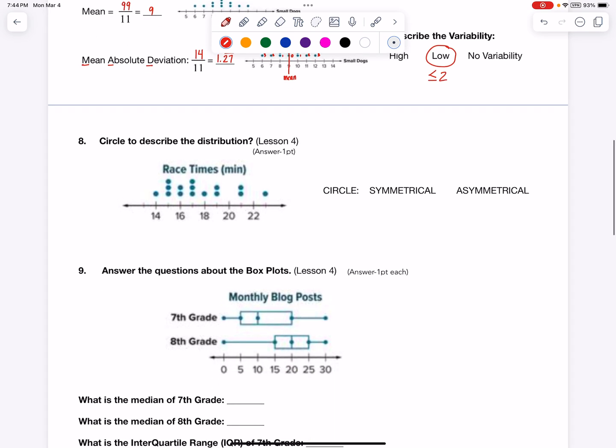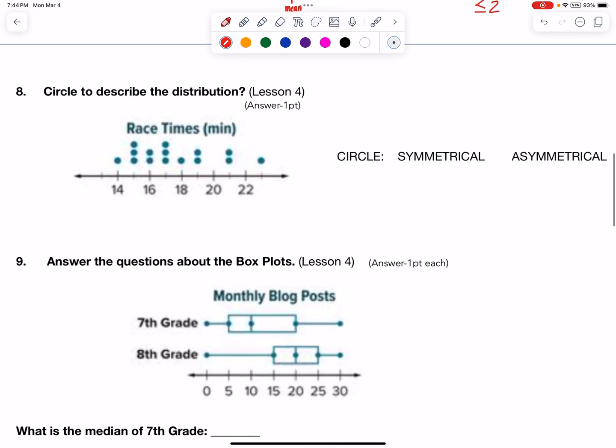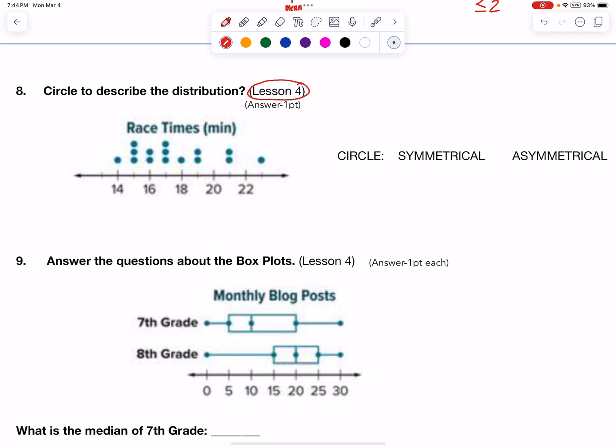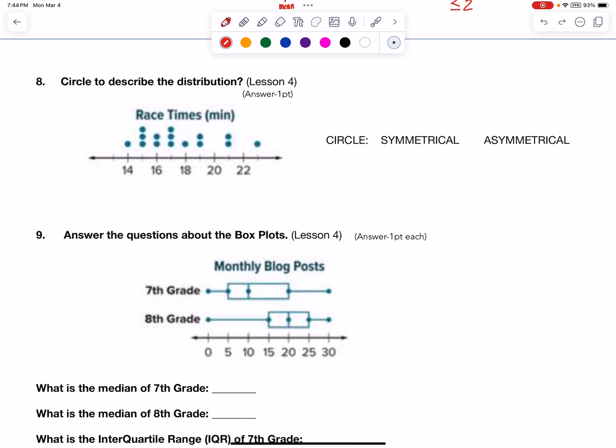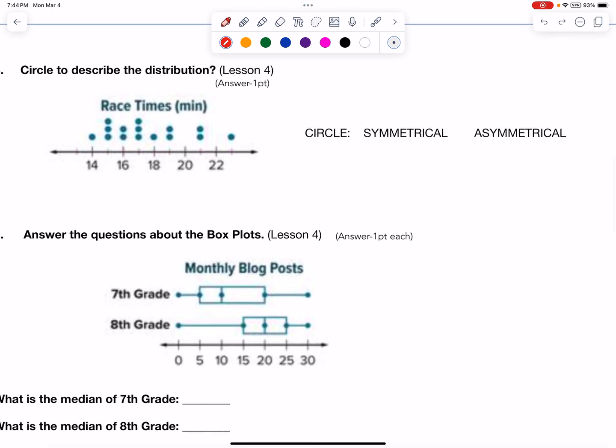Okay, all right, let's go ahead and take a look at the distribution. So this is lesson 4, and we're analyzing how the data is distributed, so we can figure out how to analyze it. If we look at this data, it is really all scattered everywhere. There's no middle with equal things on both sides. It's all over the place, and so this is what's called asymmetrical. Remember, a means not.